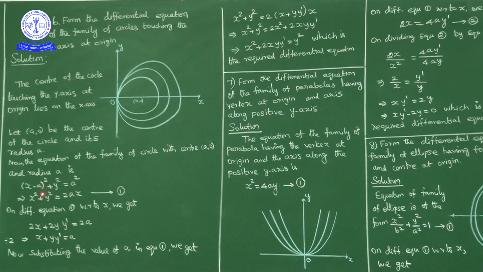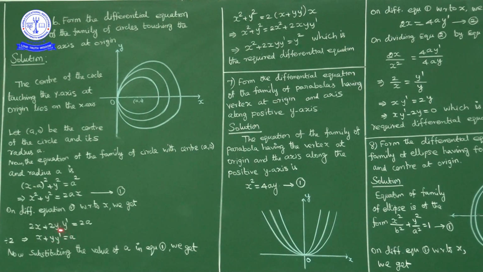After simplification, we have x square plus y square is equal to 2ax. Here we have only one arbitrary constant, so we have to differentiate only once to eliminate the arbitrary constant a. So the differentiation: x square derivative is 2x, y square derivative 2y into y dash, is equal to 2ax derivative, 2a. So 2 cancels on both sides, and we have x plus y dash is equal to a.